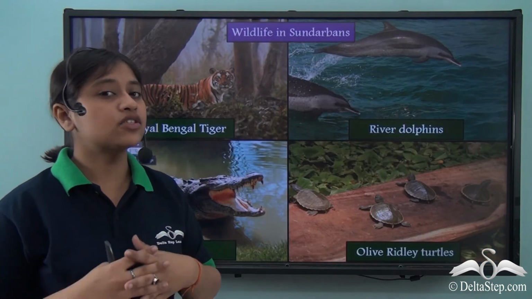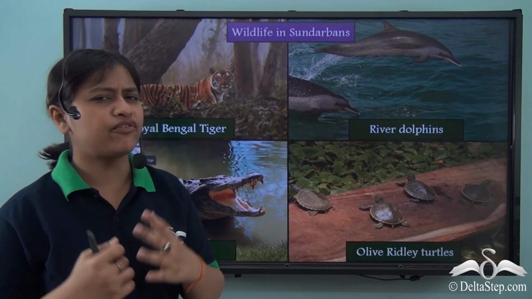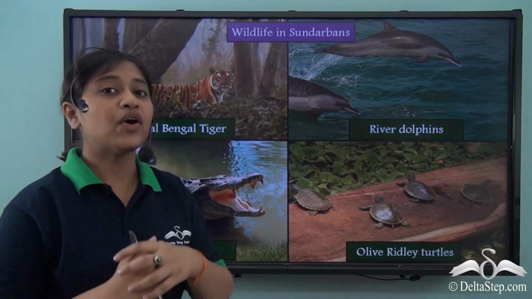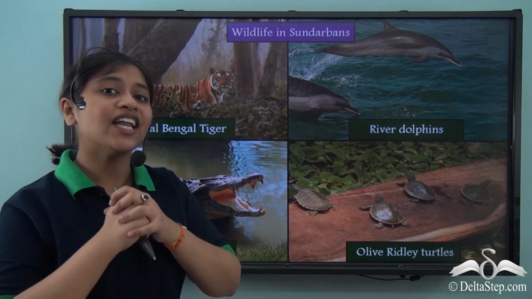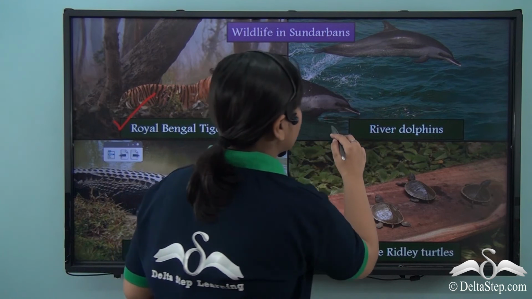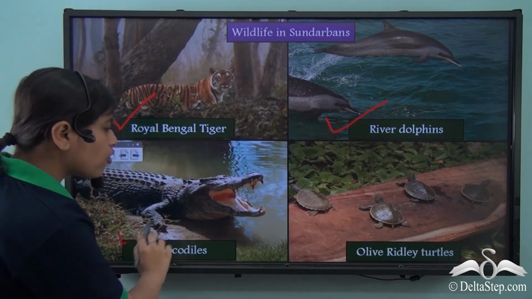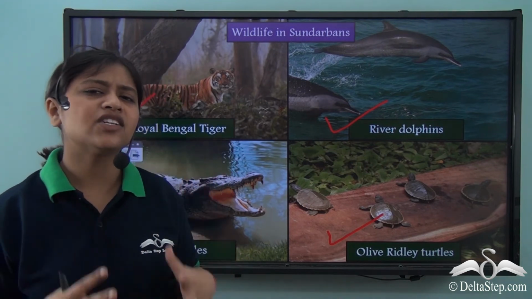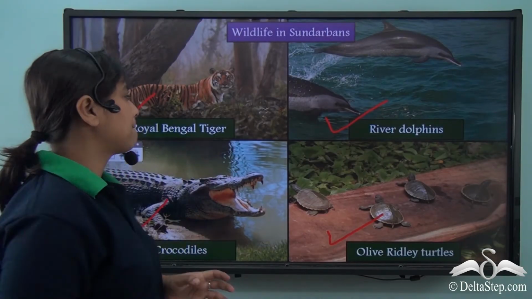Also, while talking about Sundarbans, that is a beautiful forest, the wildlife there is also very unique. We have the most famous and known, the Royal Bengal tiger. We have river dolphins, we have crocodiles, we have olive ridley turtles, and many such unique animals.